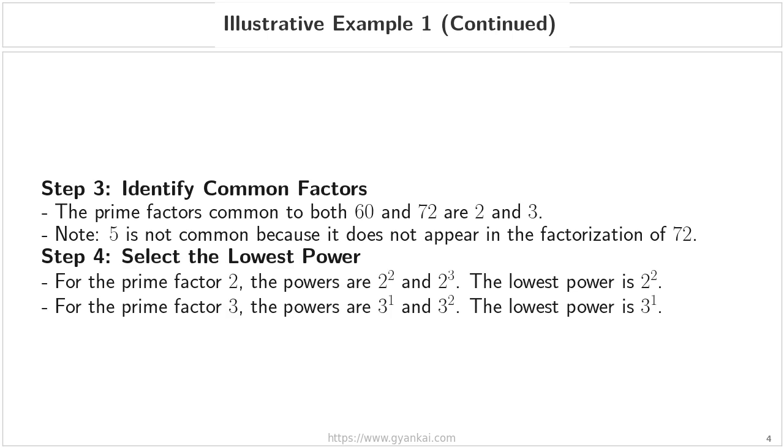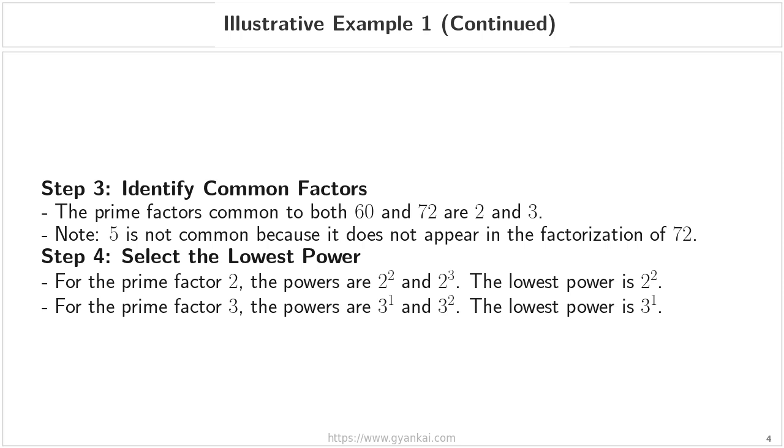Next, we move to step 4, which is a crucial part of this method, selecting the lowest power. We only care about the prime factors that are shared, and we must choose the smallest exponent for each. For the prime factor 2, we are comparing 2 squared and 2 cubed. The lowest power here is 2 squared.